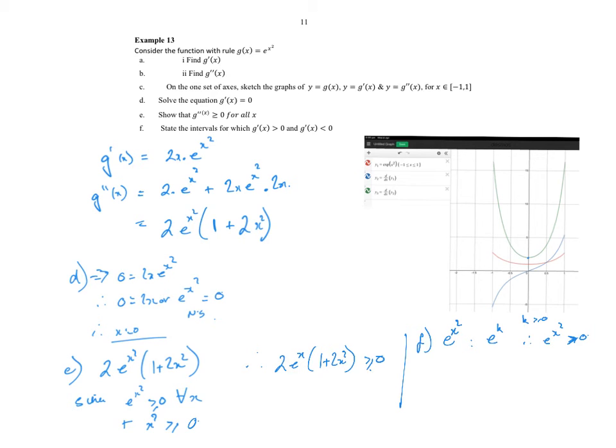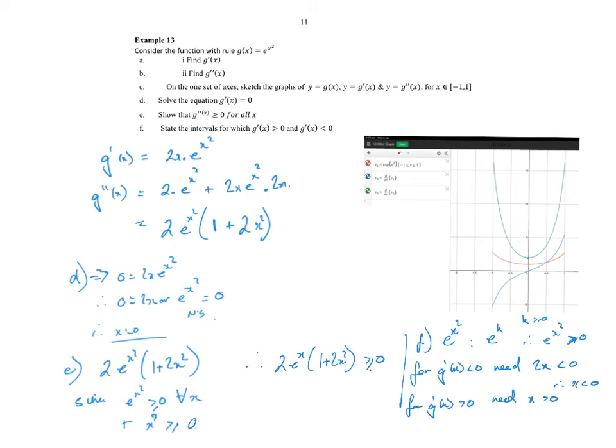Which means then, what do we want to do? For g dash of x to be less than 0, we need the other term. We need 2x to be less than 0. Therefore, x is less than 0. For g dash of x to be greater than 0, we need x to be greater than 0. And you can see that graphically, can't you?